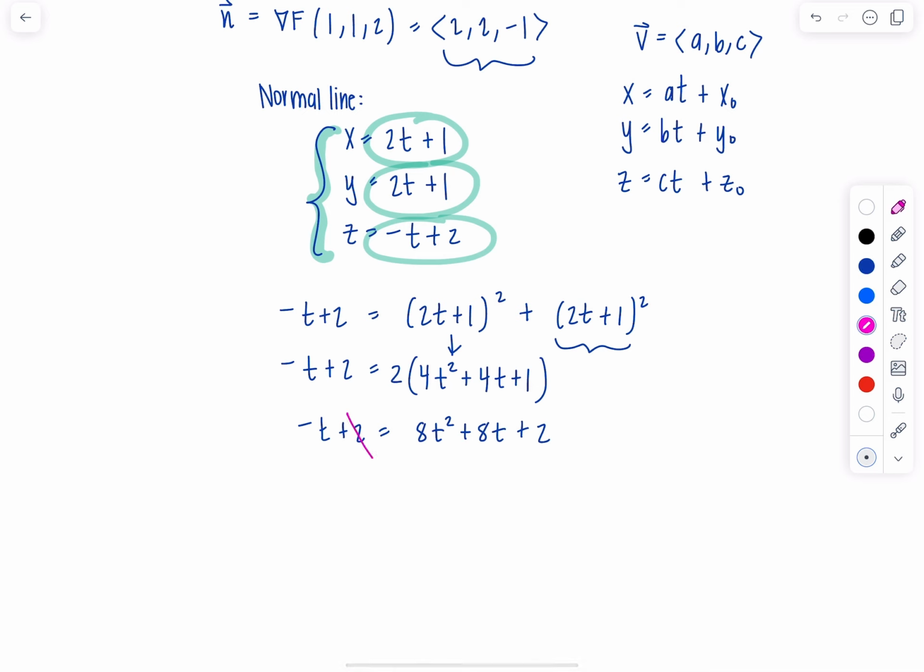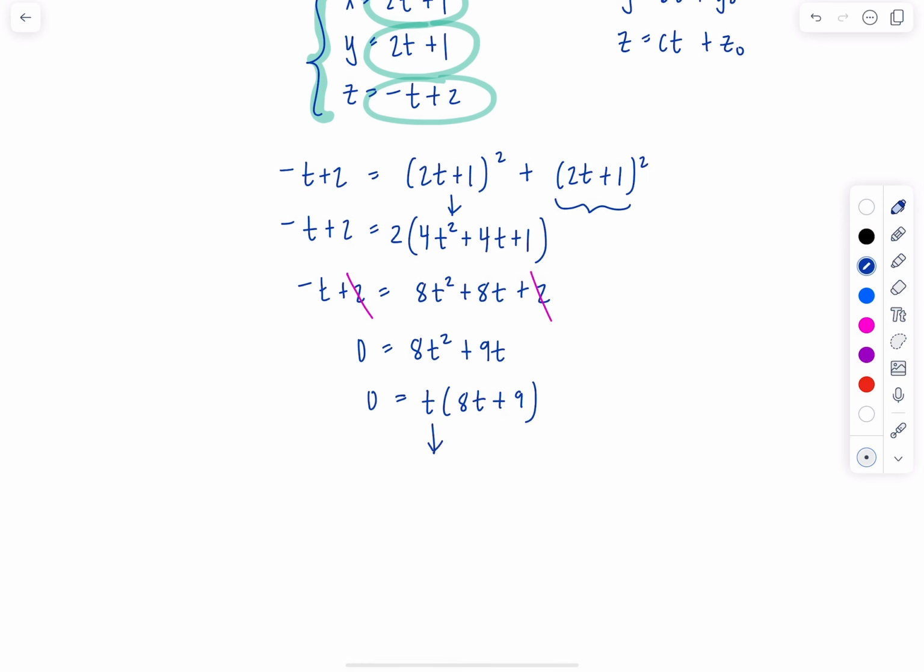I'm noticing these 2's cancel. Let's set everything to 0. So I have 0 equals 8t squared plus 9t. To solve, I'll just factor out a t, and then we have t times (8t plus 9). Here we have t equals 0, or t equals negative 9 over 8. So remember the parametric equations for our normal line, where x equals 2t plus 1, y equals 2t plus 1, and z equals negative t plus 2.